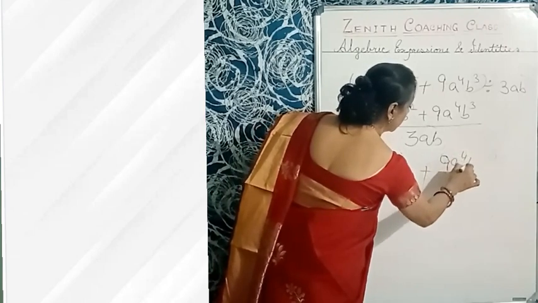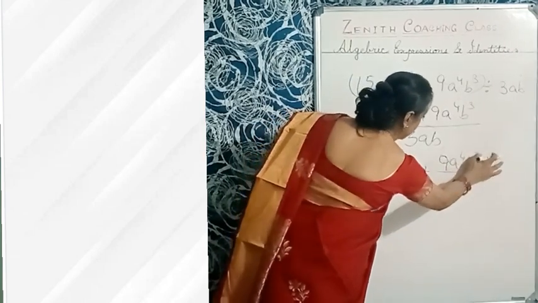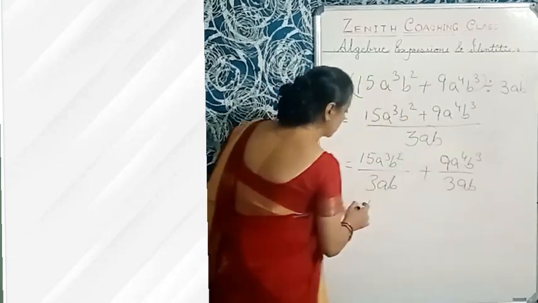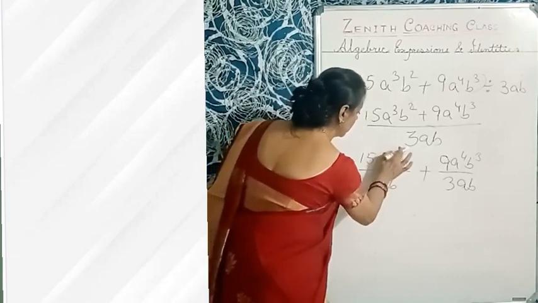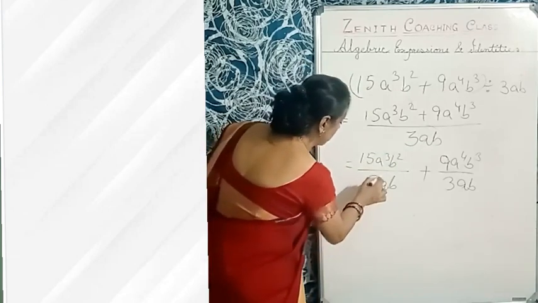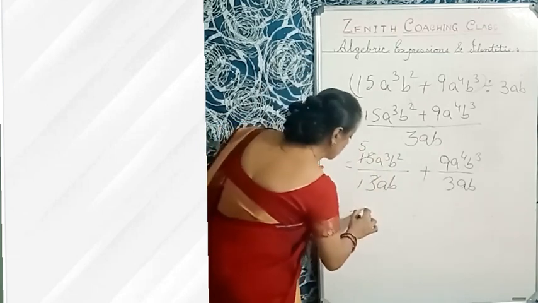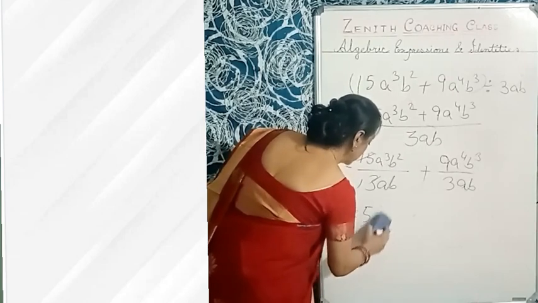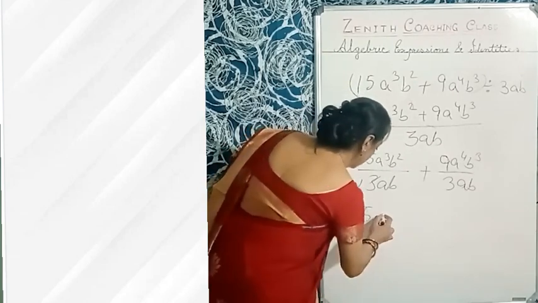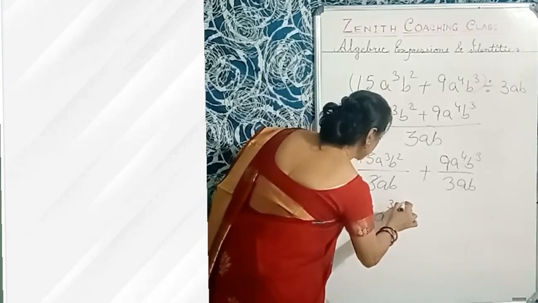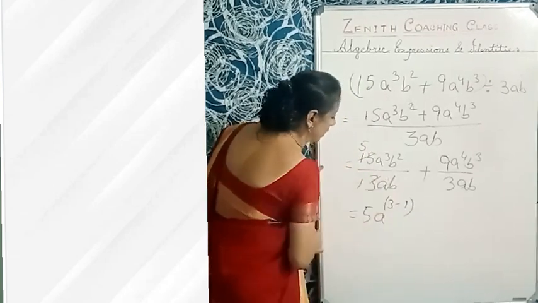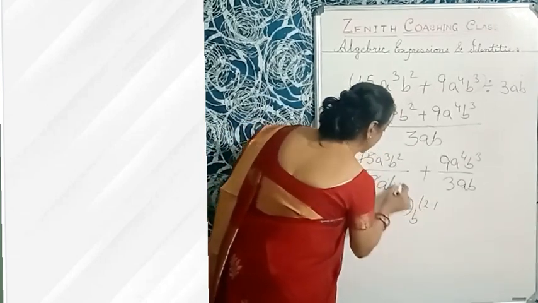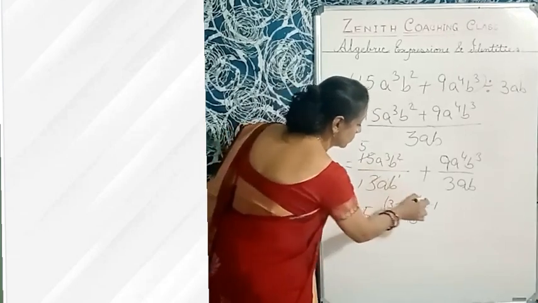9a to the power 4 b cube by 3ab, you have to write. Okay. So 15 by 3, so 3 cut here, so 5. You have to write 5a cube, a cube minus 1. So here is nothing, so 1, and there is cube. So 3 minus 1. Now b, 2 minus 1. Here is nothing, so power is 1. So 2 minus 1. Okay.